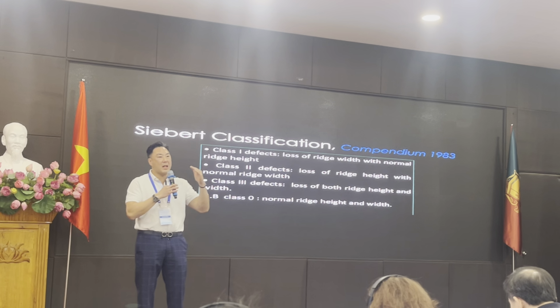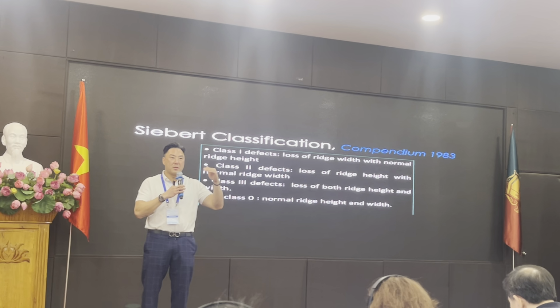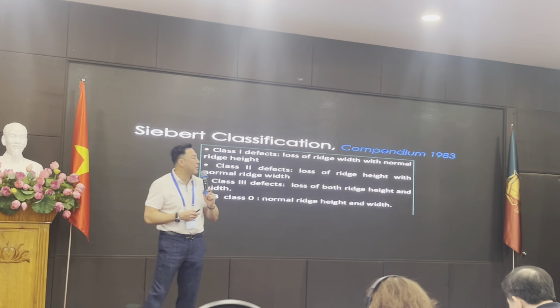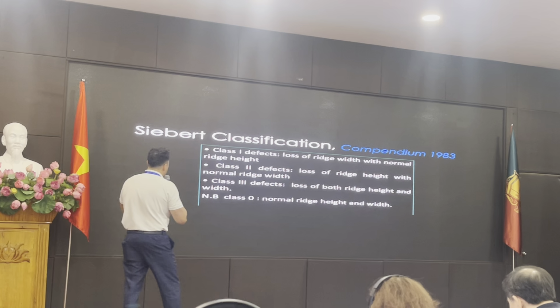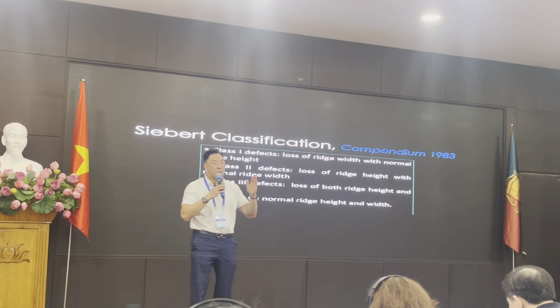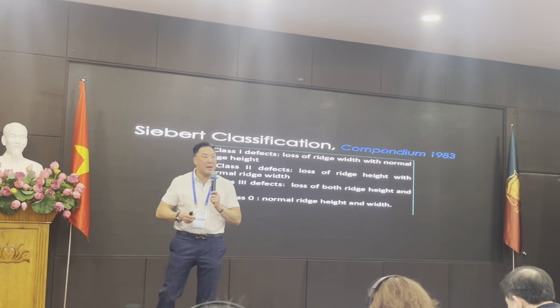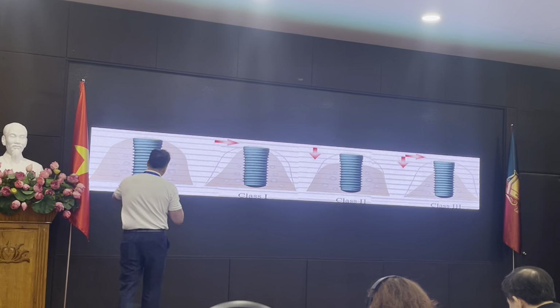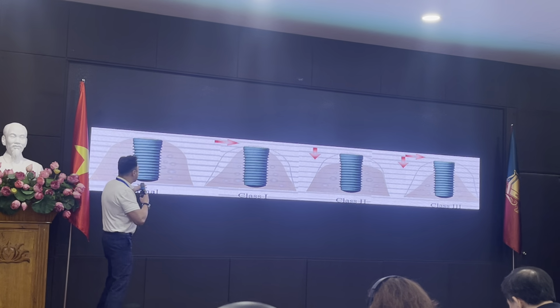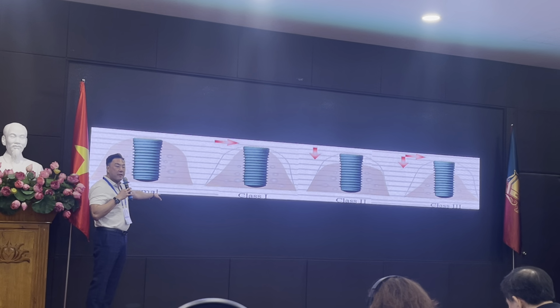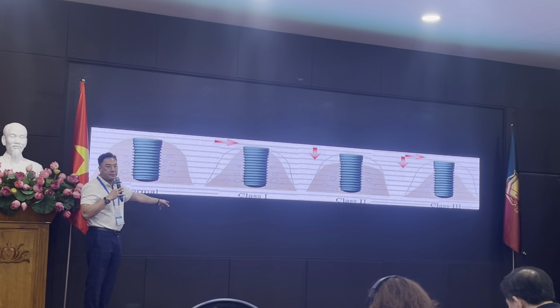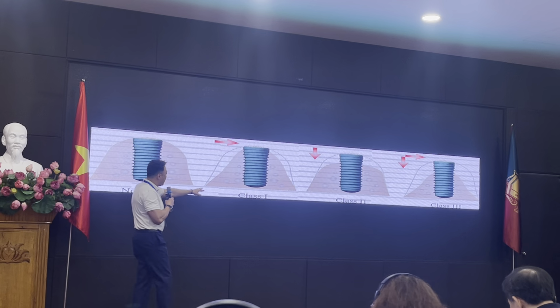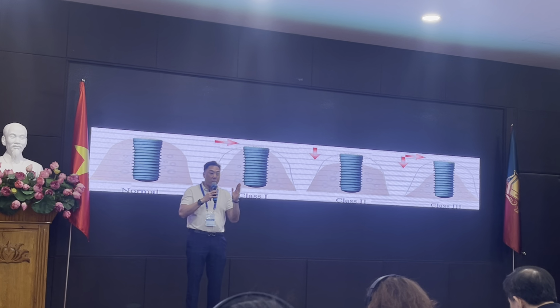Now, which is more challenging to accomplish? Obviously, it's the height, the vertical component. That's very difficult. And a class 3 defect is where we have a deficiency in both width and height, making it the most difficult of all procedures to accomplish. And so when we look at schematics, this is the ideal scenario that we want to have to be able to place implants. A class 1 defect is where we have a deficiency in the width.